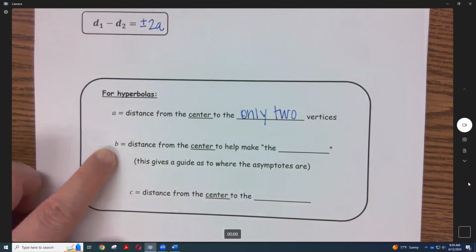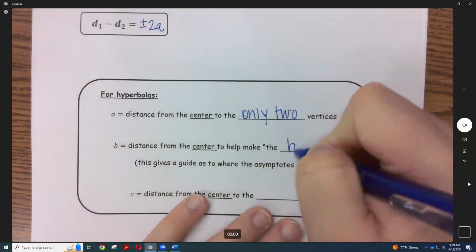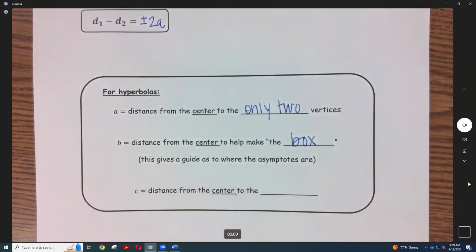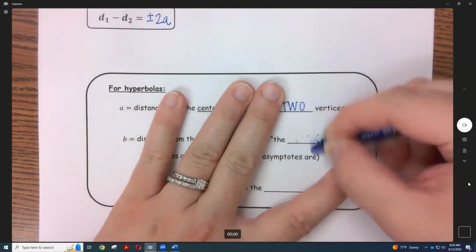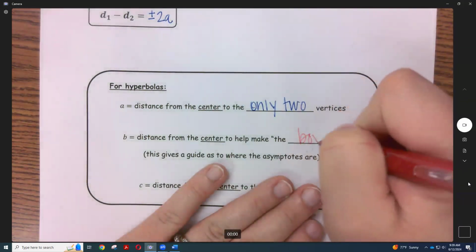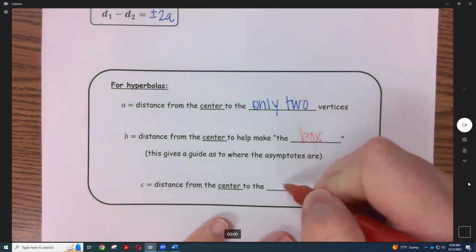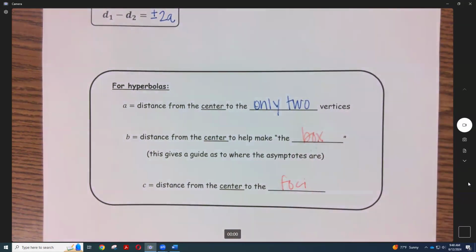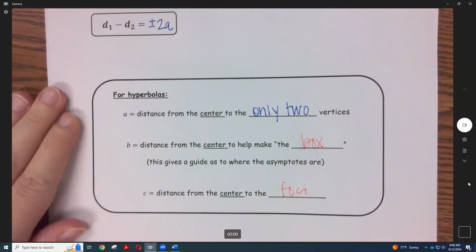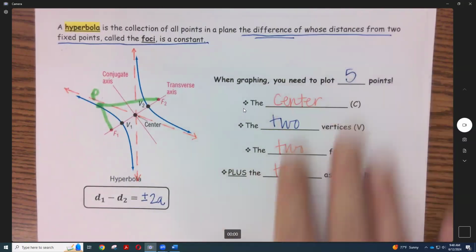Now this one's not going to make sense until we get into an example, but b is going to be the distance from the center to help make what we're going to call the box. And let me actually put the box in red because we're going to put the box in red. So, the box. And then lastly, c is still the distance from the center to your foci, which will also be in red. Okay, so when you start the next video, we will start graphing these and applying all of this information and these points and stuff.